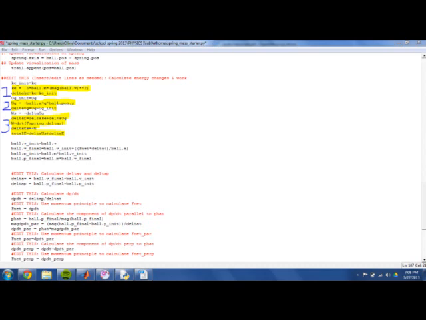I then found the gravitational potential energy to be the ball's mass times negative gravity times the ball's position. Delta E was equal to delta Ke plus delta Ug, and I used these values to calculate work and delta Us, which was the change in spring potential energy. So the delta Us plus delta E gave the total energy of the system.